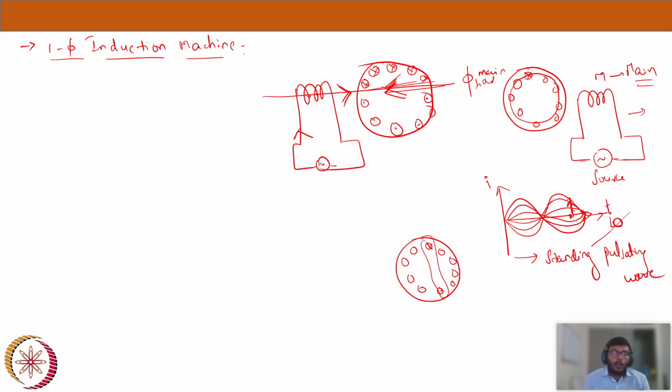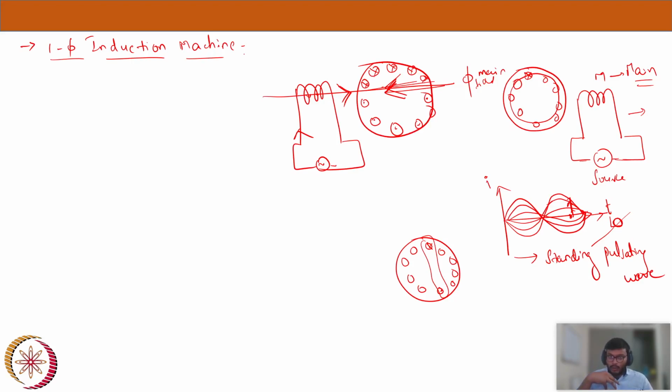Now we have answered two questions. Will the current pass in the stator? Yes, the current would be passing in the stator winding. It is a standing pulsating wave. And will the current pass in the rotor? Yes, the current would pass in the rotor, because we are passing a time varying flux through the rotor, so the current should pass. And now another question, the main important question is: will the motor rotate?